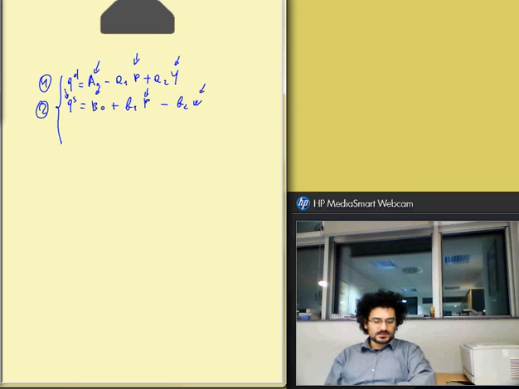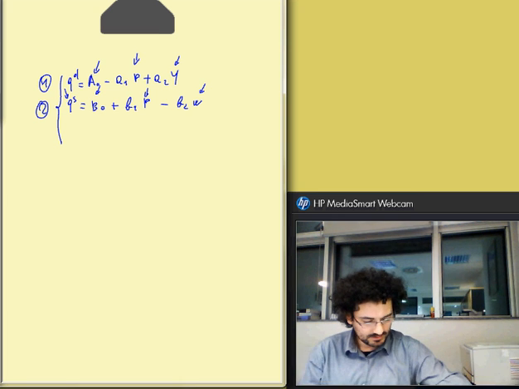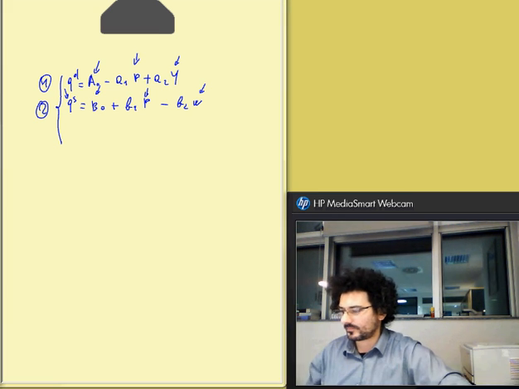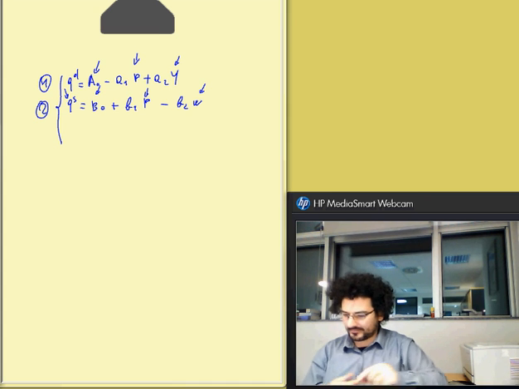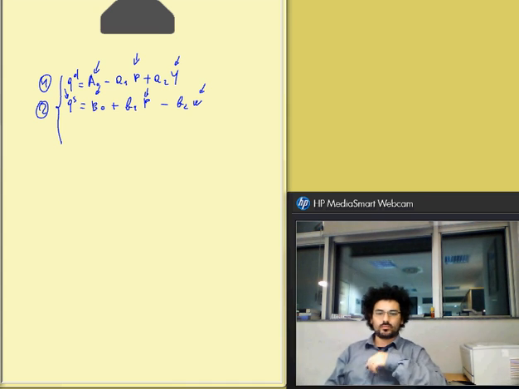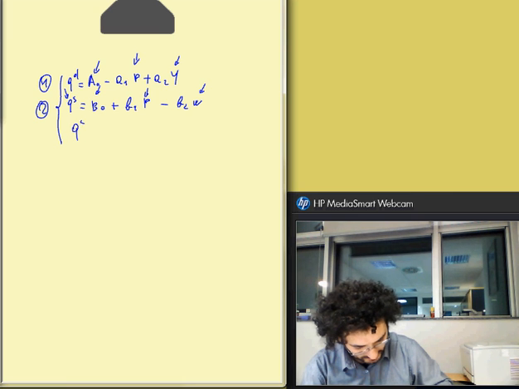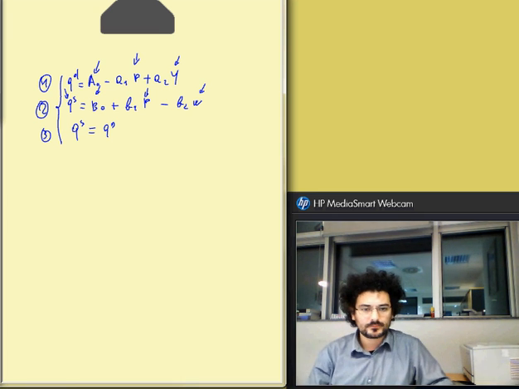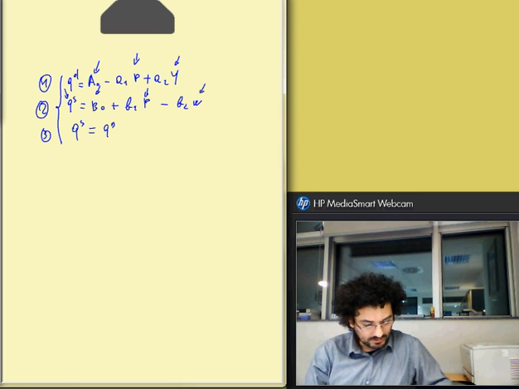B0 represents all variables other than prices and wages, which can explain the supply. Finally, we have the so-called equilibrium equation, which is QS equal to QD, and this is our third equation. What does it mean? It means in equilibrium the demand must be equal to supply.